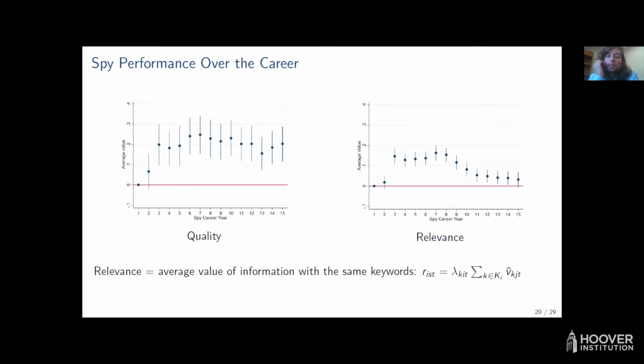And so here we see that there's also a very sharp increase in relevance over the first 2 years. And from the 2 graphs, you can calculate that about 75% of the quality increase in the first 2 years really comes from spies shifting across topics and learning which information seems to be relevant for the Secret Service and which information seems not to be relevant.